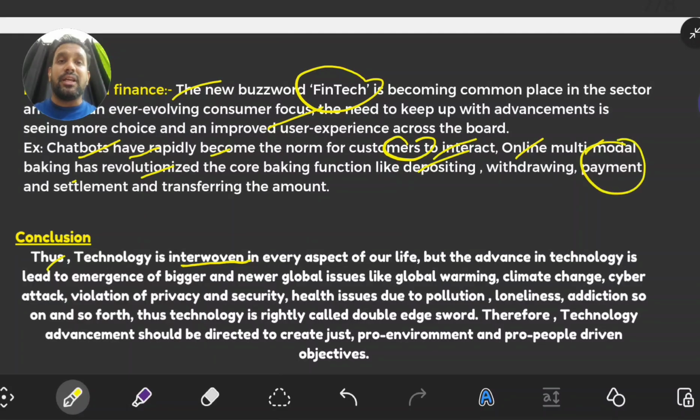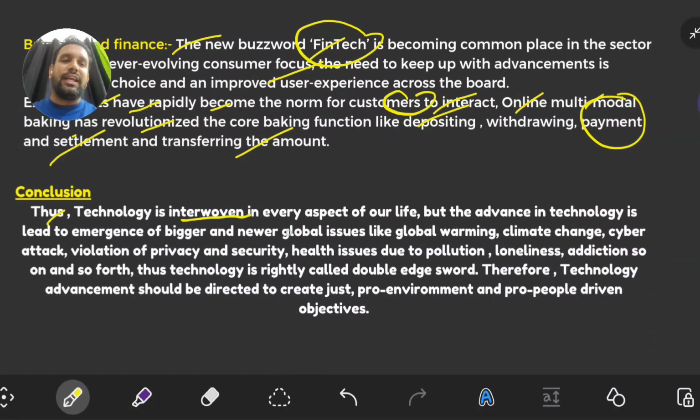In payment and settlement, with the help of GPay we are able to settle payments and debts, transferring amounts with just one click. So S&T is there in banking and finance completely. The name itself, fintech, has tech in it already. Thus technology is very interwoven in every aspect of our life, dear students.